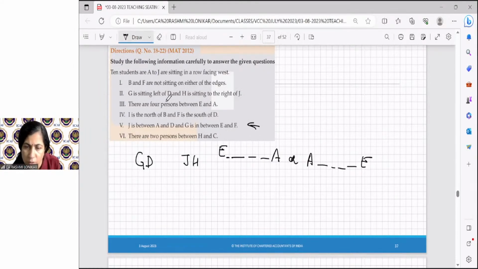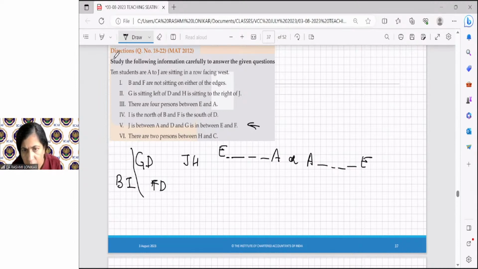G is sitting to the left of D, and H is sitting to the right of J. Then there are 4 people between E and A. This is possible. I is to the north of B. So if this is B, then I is to the north of B. So this is BI, because we are going to make them stand. B will come down, I will go up. And because we are moving to the east, F is to the south of D. So it is FD.